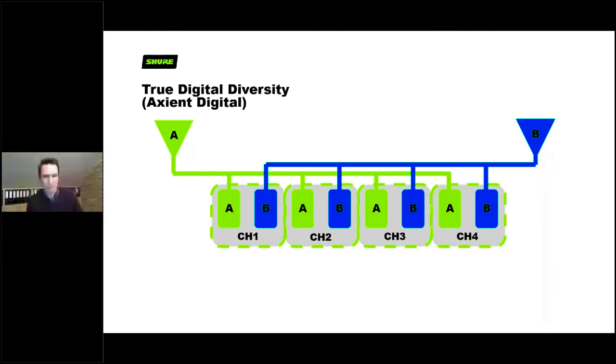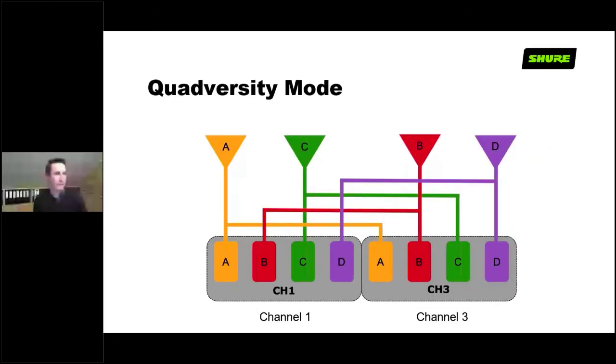Axient Digital has a special mode called Quadversity, and what Quadversity does is it borrows the receiver channels from 2 and 4 and allocates those radios to be receive radios for channels 1 and 3. And essentially, what makes this better, doing what I showed you in the first slide of this module, is the A, B, C, and D antennas that are distributed here are getting independent data streams, or independent sets of 1s and 0s. And we're taking all 4 of those data stream sets and ingesting those independently.